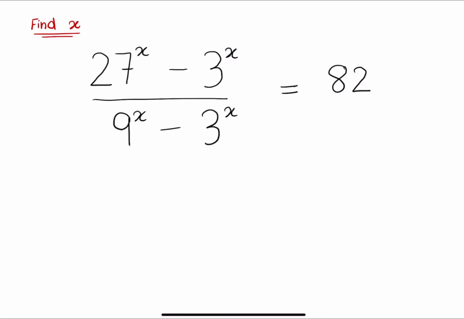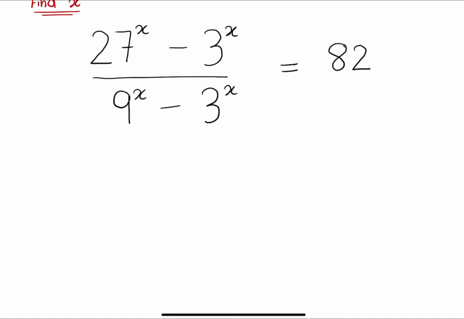27 to the power of x can also be written as 3 to the power of x times 9 to the power of x. And we're going to do the same thing for the 9 to the power of x on the bottom, and write it out as 3 to the power of x times 3 to the power of x minus 3 to the power of x. And this gives us 82.